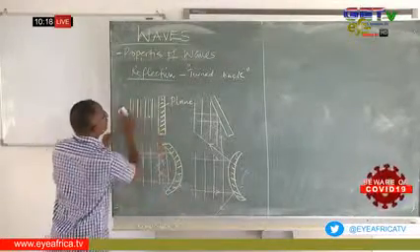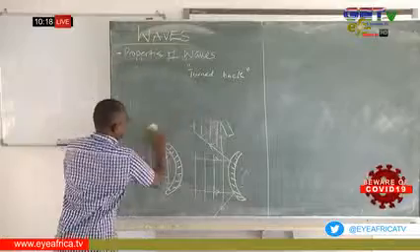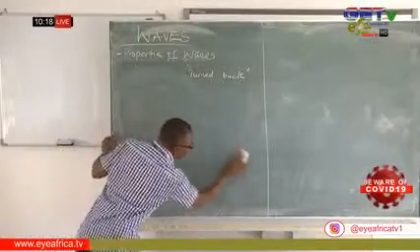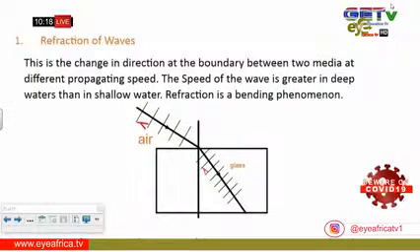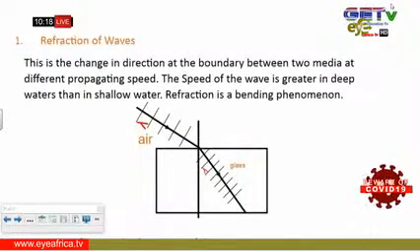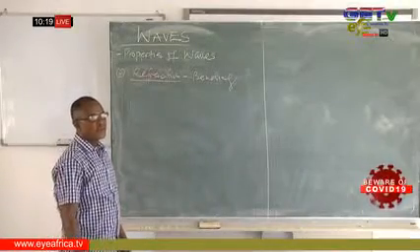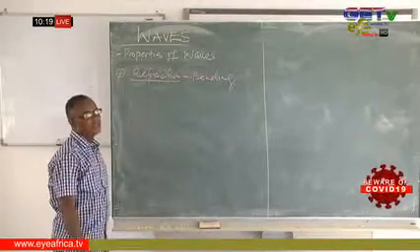So we go to the second property, which is refraction. Now, refraction is a bending phenomenon. When you say you refract, you bend. So the second property of waves is that they also refract. Property number 2 is refraction. Refraction of wave is a bending phenomenon. I said it's the change in direction at the boundary between two media of different propagation speed.